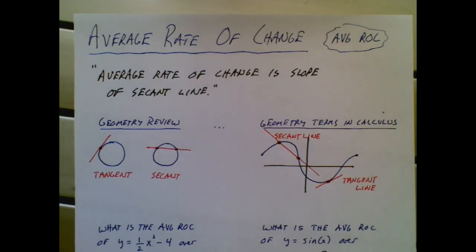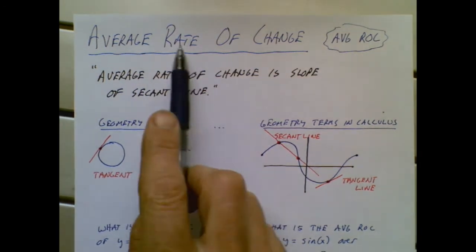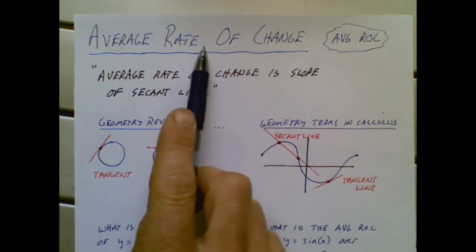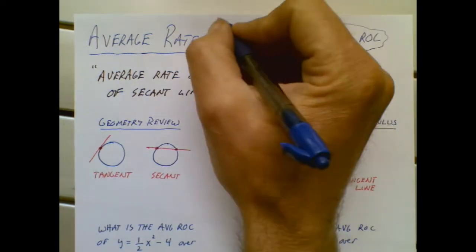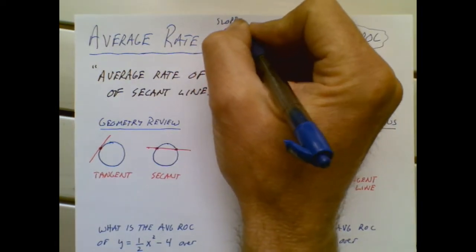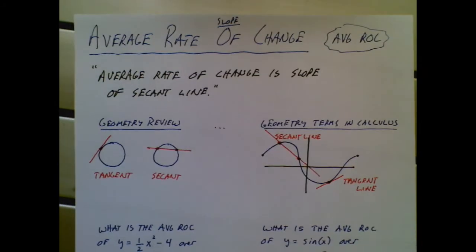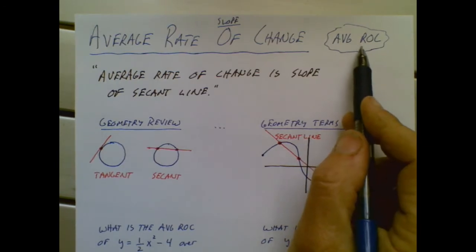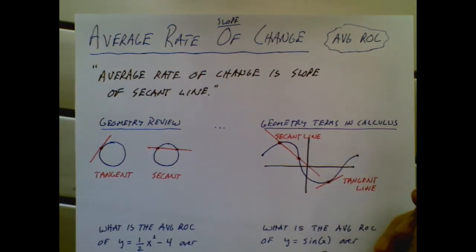Okay, so here we are talking about this thing called average rate of change. By the way, from your algebra education, you should know that rate of change means slope. So when we see average rate of change, you can also think average slope, and a lot of times it'll be abbreviated ROC, rate of change.